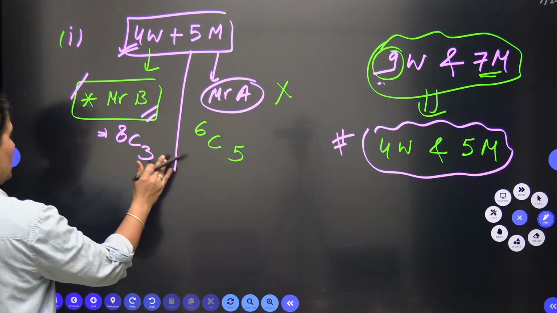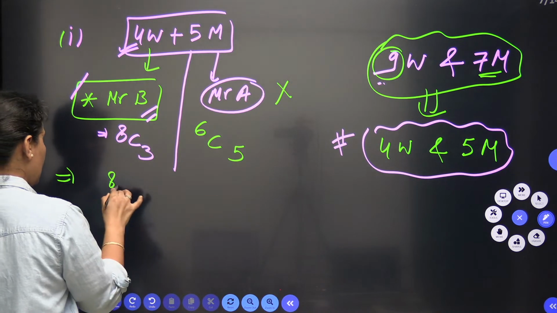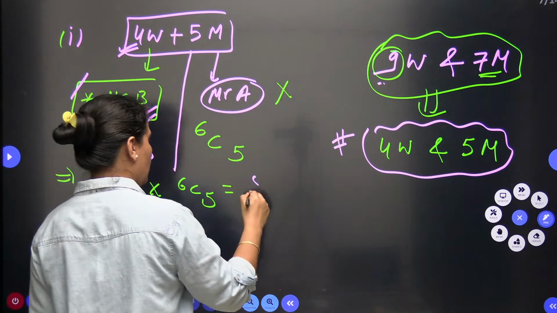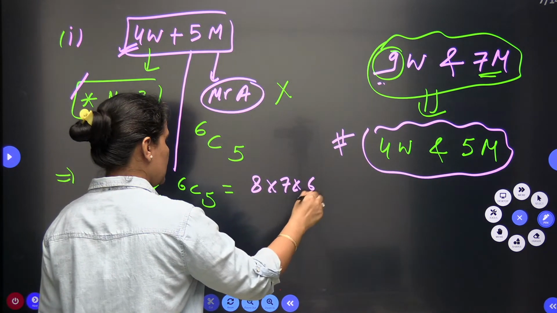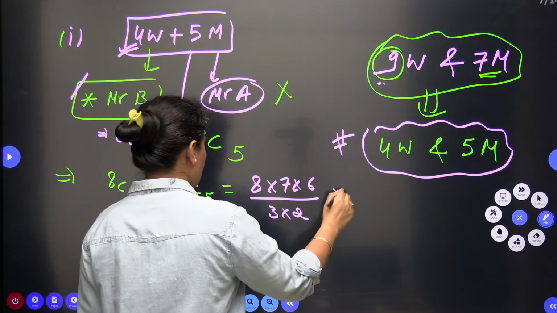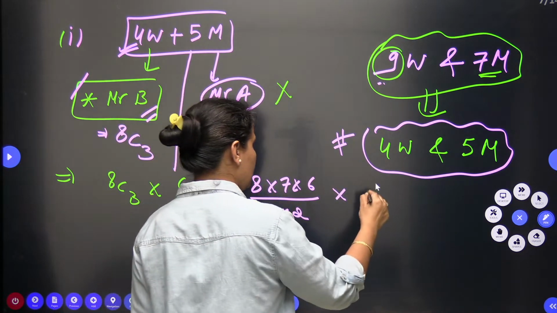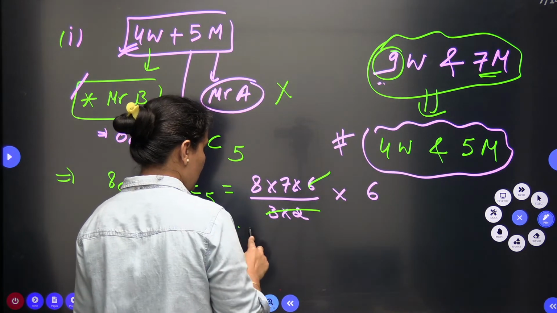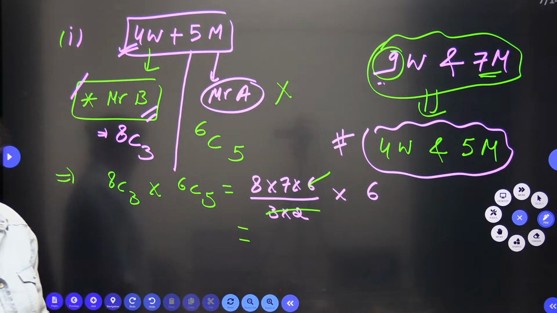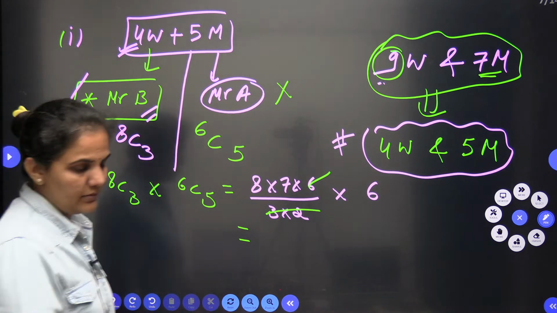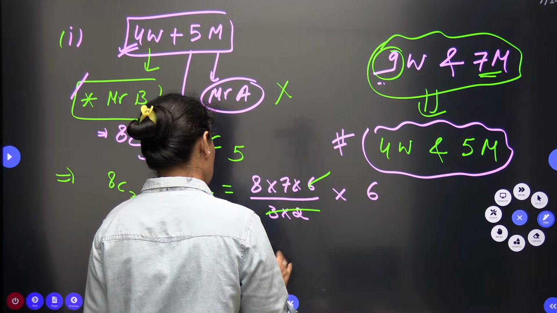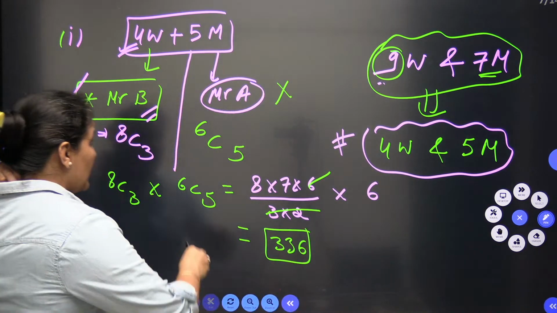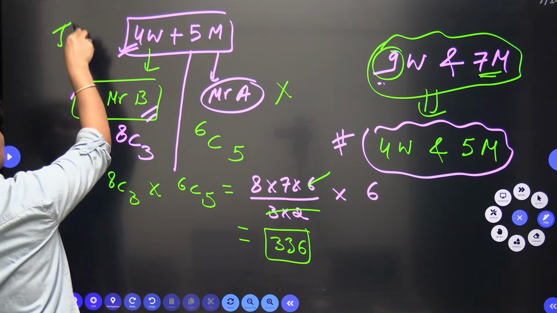So if you want to solve, you can solve. So the possible case will be 8C3 and 6C5. So 8C3 you can open as 8 into 7 into 6 by 3 into 2. Multiply 6C5, which is 6C1, but directly we can write down 6, and here the 6 and 6 will be gone. So when you solve here 8 into 7 into 6, it will give you 336. Now this is my first case, so I am writing here case number 1.